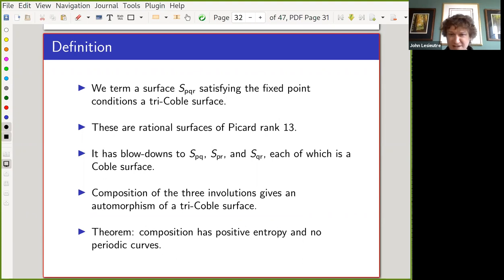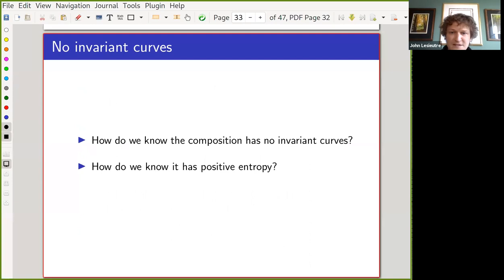You take this Tri-Coble surface where you blow up 6 very special points on a cubic surface. You get 3 Bertini involutions that lift to this blow up, and then you check that the composition has no periodic curves. So how do I prove that this crazy map has no invariant curves? If you're worried about positive entropy, how do we check that it has no positive entropy?